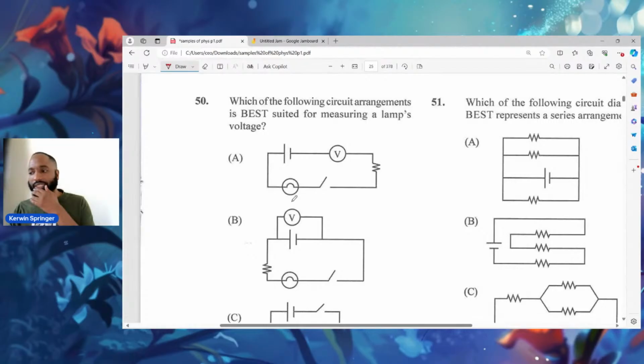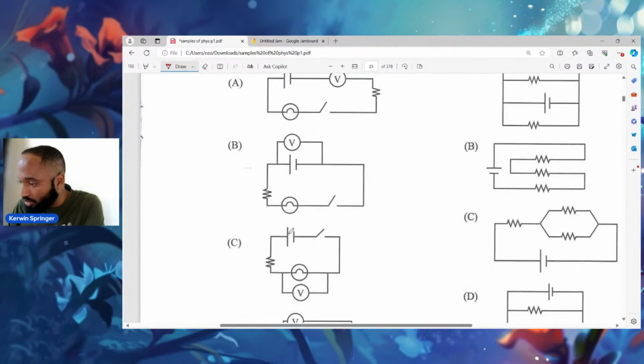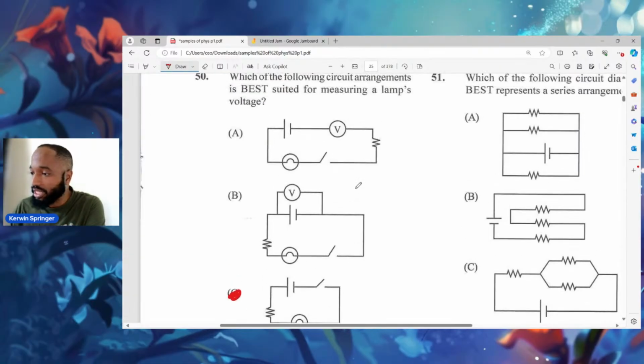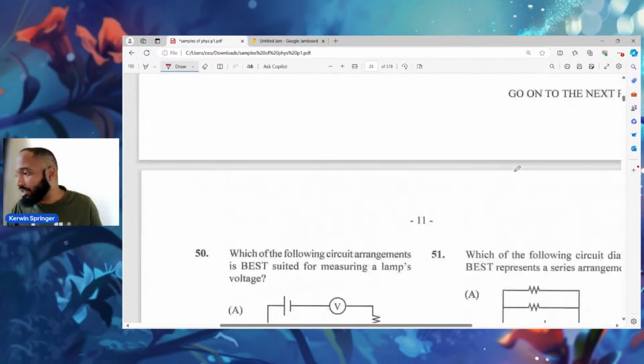The following circuit arrangement is best suited for measuring the lamp's voltage. We need the voltage around the lamp. So let me put it here, just by the lamp. If we do this, you might end up getting the voltage at the resistor as well. So C is the answer.